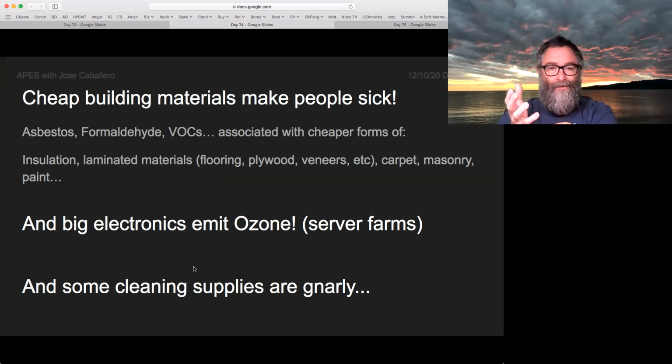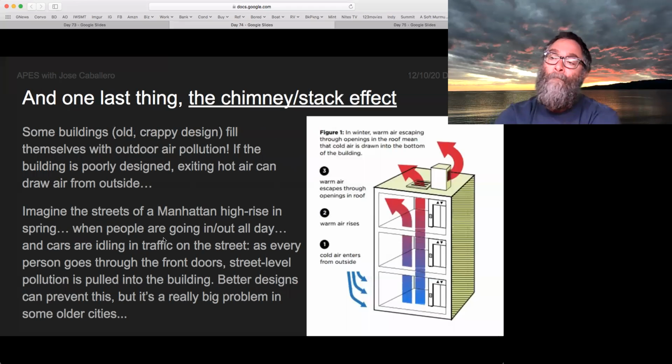And something that we often forget is cleaning supplies. That's pretty gnarly. Every now and then you'll hear about some poor kid who doesn't know better mixing 2 bottles of stuff to clean a sink or whatever. So cleaning supplies can be bad. And there's one last thing I want to tell you about in this assignment.